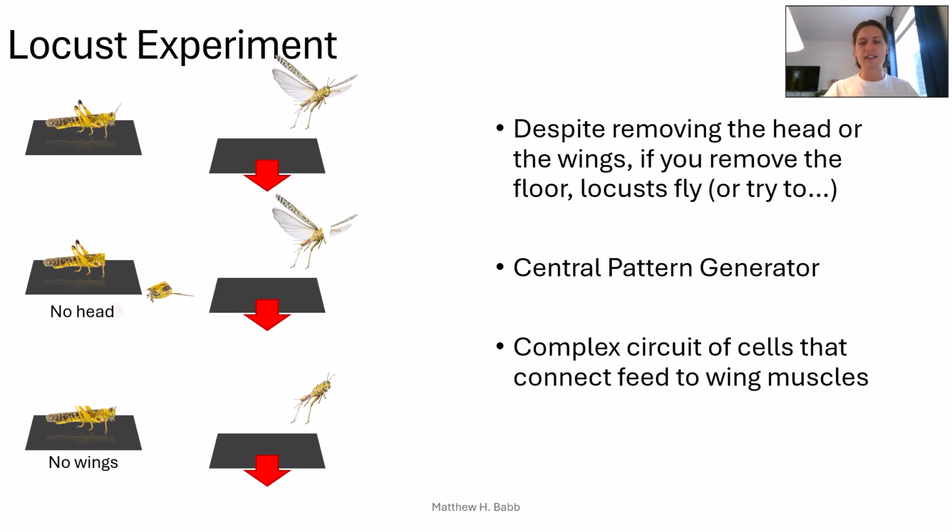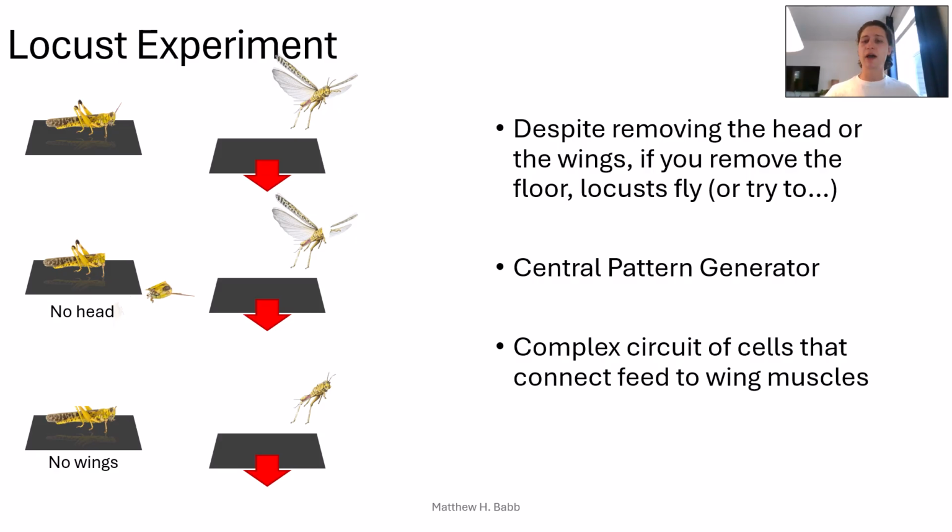What they did is run an experiment where they removed certain body parts of the locust and then removed the surface from beneath the locust to see if it still tried to fly. First, they removed the head, the locust's brain, and removed the surface, and what do you know? Even though it doesn't have a brain controlling its body, the locust without a head still jumped, took off, and flapped its wings and flew. It's a bit of a morbid experiment, but it shows that it's not the brain controlling this behavior, it's something else.